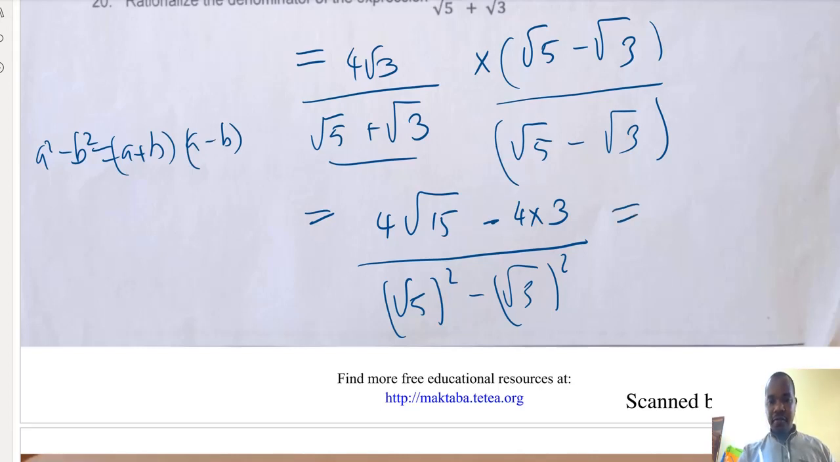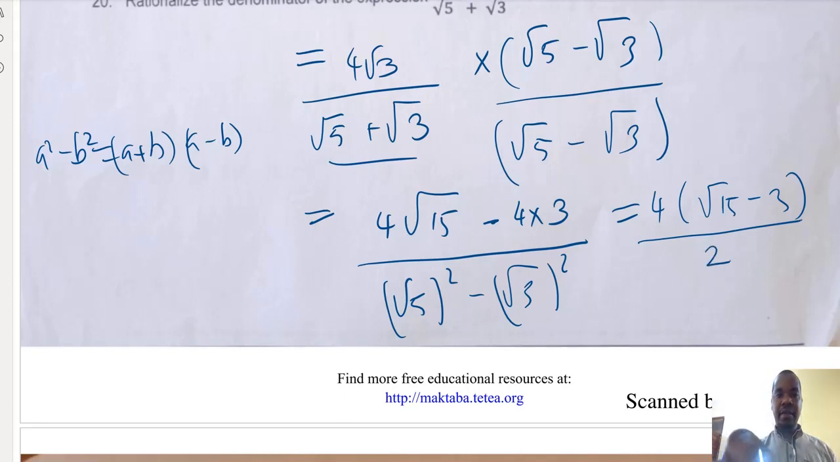So equals 4 in the bracket root 15 minus 3, over 5 minus 3, which is 2. You can simplify now by 2: 1 by 2, 2. So the final result is 2 in the bracket root 15 minus 3.